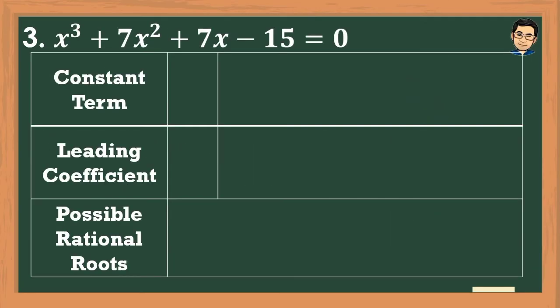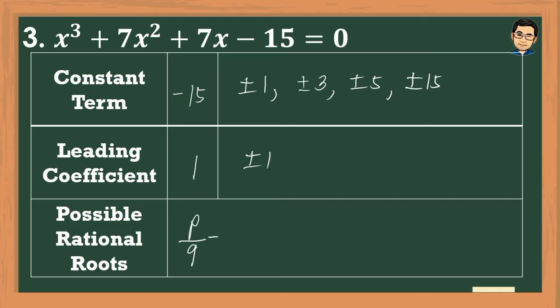So let's have the third example: x cubed plus 7x squared plus 7x minus 15 equals 0. The constant term here is negative 15, and the leading coefficient is 1. The possible factors of negative 15 are positive negative 1, positive negative 3, positive negative 5, and positive negative 15. For the leading coefficient, positive negative 1. For the possible rational roots, like our earlier examples, since the leading coefficient is only 1, all the factors of the constant term are possible rational roots.